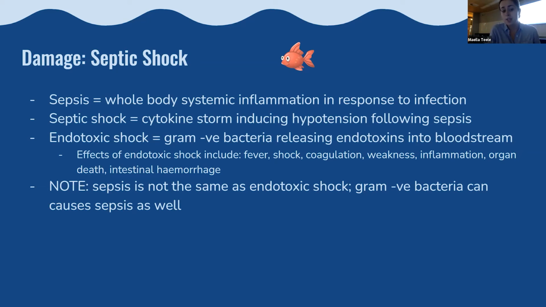Endotoxic shock is different though. Sepsis is not the same as endotoxic shock. Gram-negative bacteria can cause sepsis, and endotoxic shock is also caused by gram-negative bacteria, but they're not the same thing. Sepsis is just a systemic inflammation in response to infection, but endotoxic shock is specifically in response to gram-negative bacteria. Endotoxic shock is pretty much when the gram-negative bacteria release endotoxins into the bloodstream like we were covering before, and this can have massive effects like fever, shock, coagulation, weakness, inflammation, organ death, and intestinal hemorrhage. So that's all on bacterial pathogenesis.